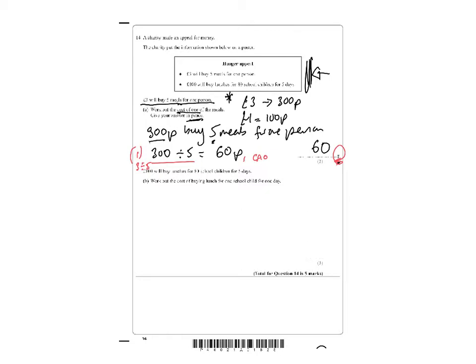For part B, we are told that £100 will buy lunches for 80 children for 5 days. It wants you to work out the cost of buying lunch for one school child for 1 day. So you've got a bit of information to work with there. It's 3 marks. So I'm going to start by writing down what we know. £100 will buy lunches for 80 children for 5 days. Now, I know from the question he wants me to work it out for 1 day.